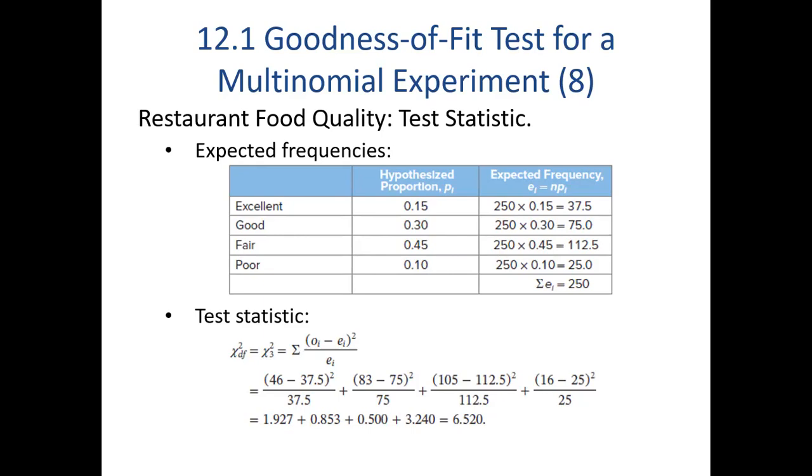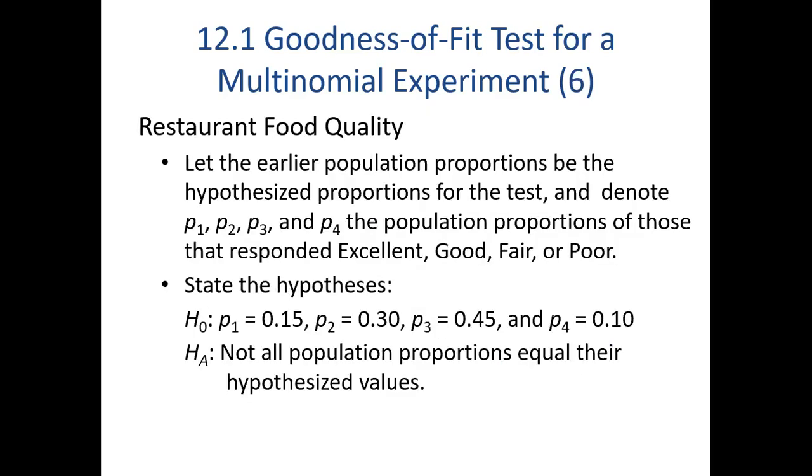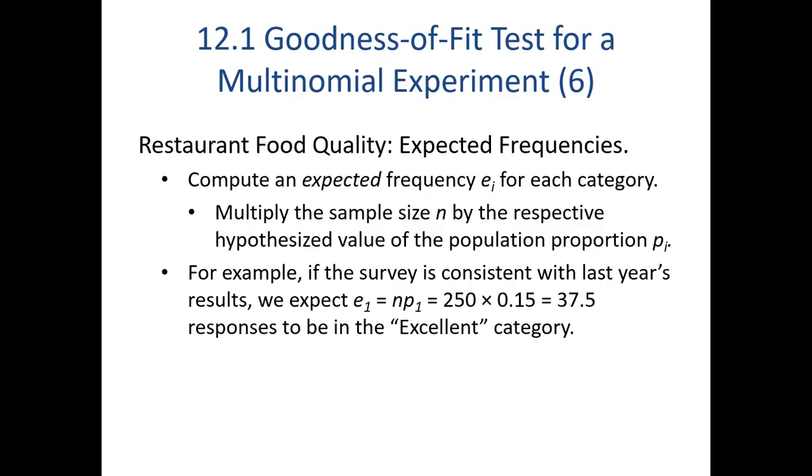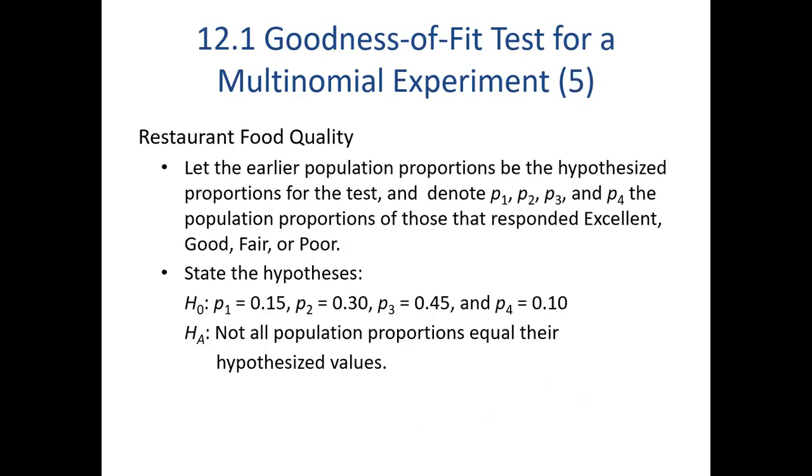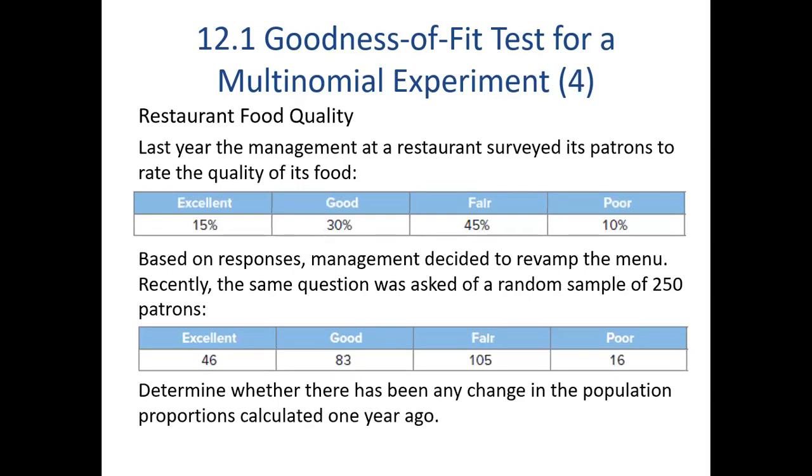Remember the observed values. If you remember, the observed values are 46, 83, 105, and 16. So for example, for excellent, the observed value is 46. So that is the Oi for excellent. Oi for good is 83. Oi for fair is 105. And Oi, the observed value, for poor is 16.